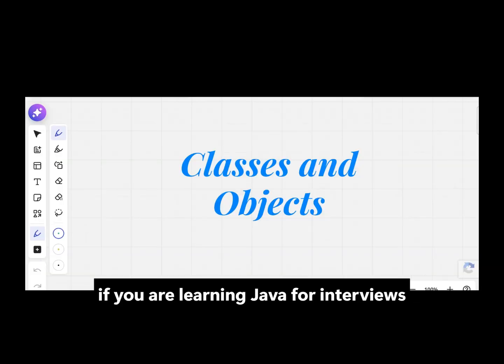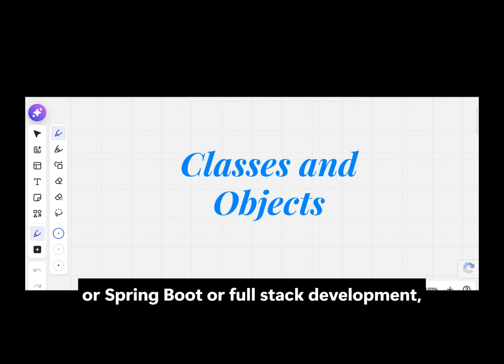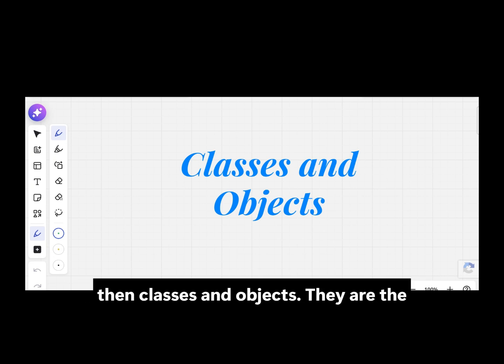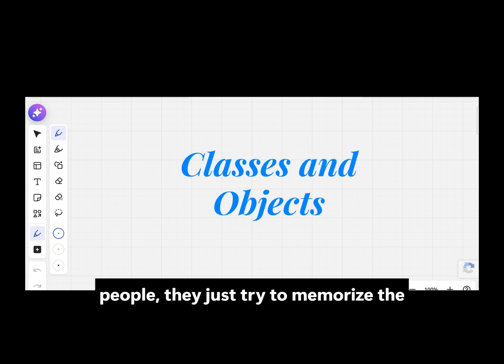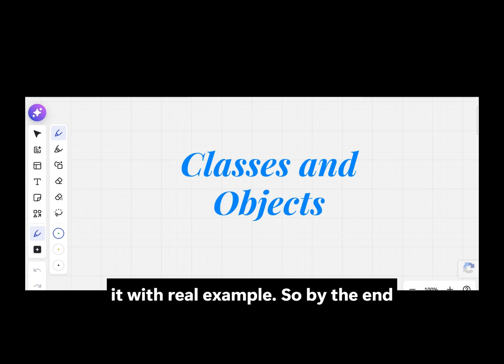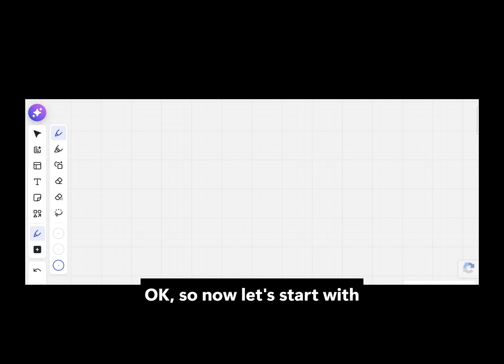So if you are learning Java for interviews or Spring Boot or full stack development, then classes and objects are the first and the most important OOPS concept you must understand. But many people just try to memorize the definition that class is a blueprint and object is an instance. But in this video I'll help you actually understand it with a real example. So by the end of the video you will be able to write your own Java class and create objects very confidently. Okay, so now let's start with a real life example.